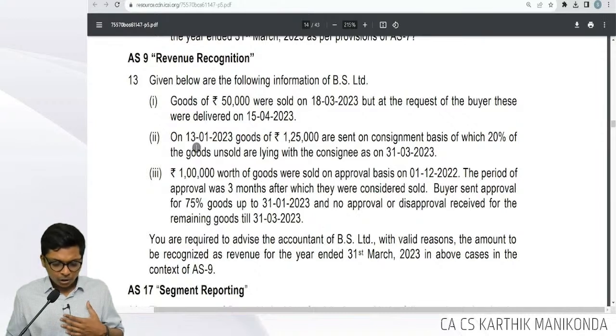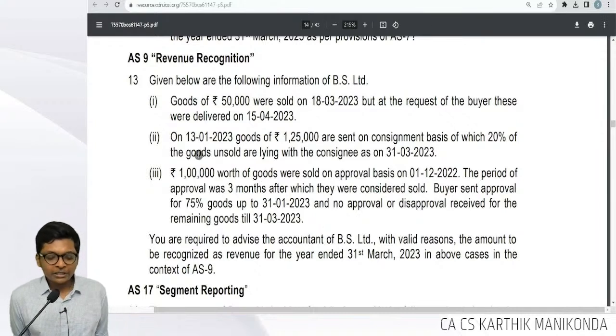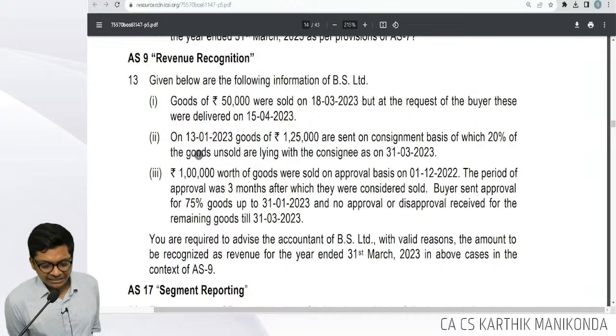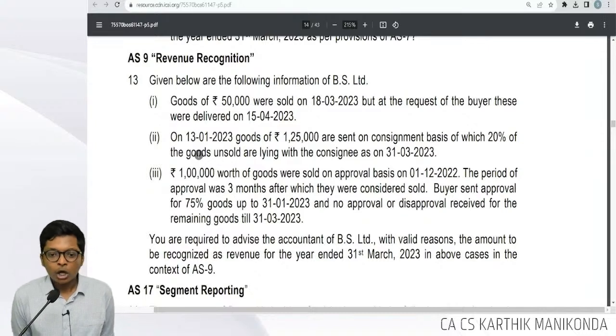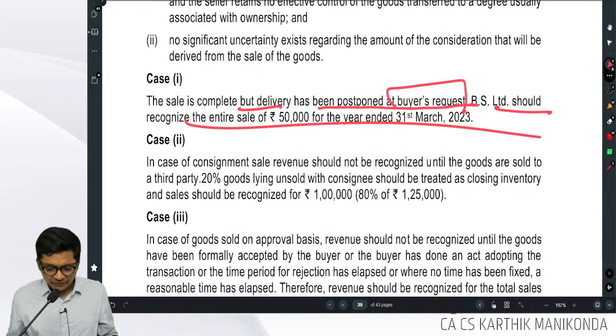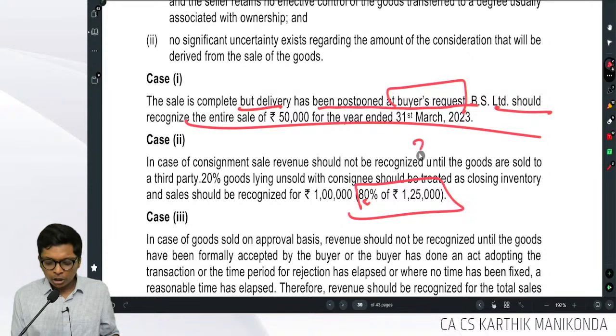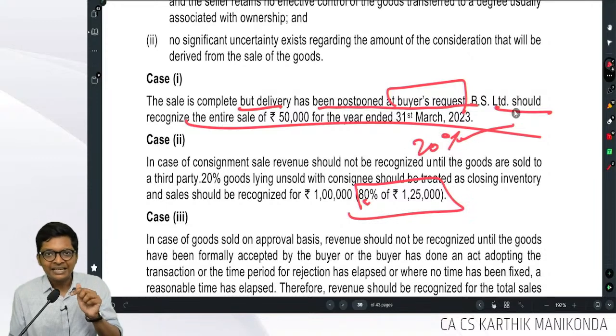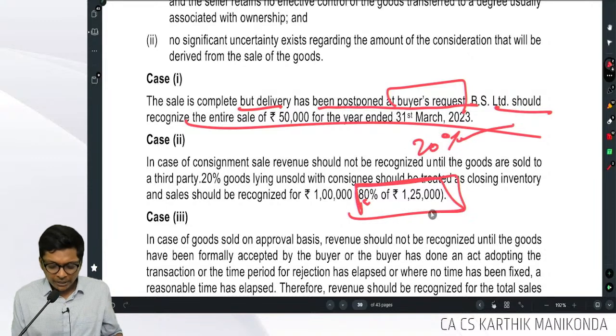Next, on 1st April 2023, goods of 1,25,000 are sent on consignment basis, of which 20% of the goods are lying with the consignee. That means 80% will be recorded as sale, because 20% is with consignee, 80% is sold, so 80% is recorded as sale.